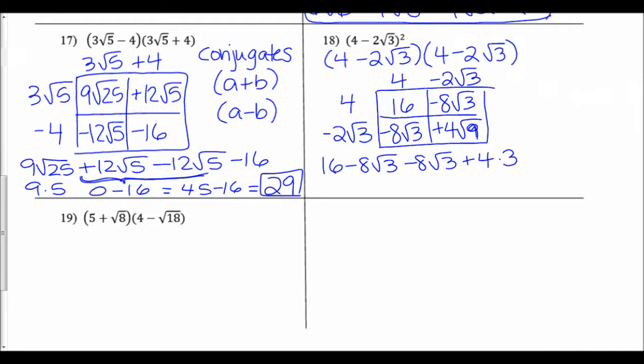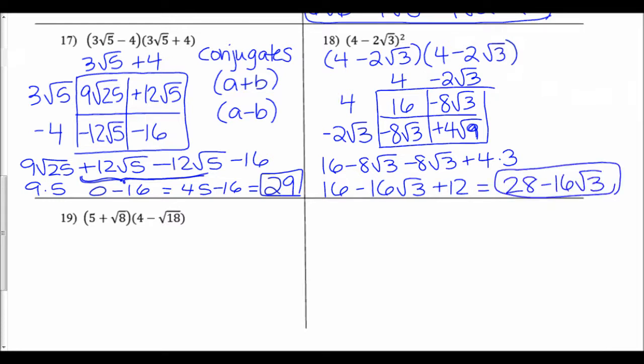Then I'm going to start to simplify the rest. My 16 was already simplified, and then I had my 8 square root of 3 and my 8 square root of 3, so I can put them together to make 16 square roots of 3, and on the end I had 4 times 3, which was 12. Finally, my only like terms are my 16 and my 12, which I can add together to get 28, and my minus 16 square roots of 3 have to stay separate from them.